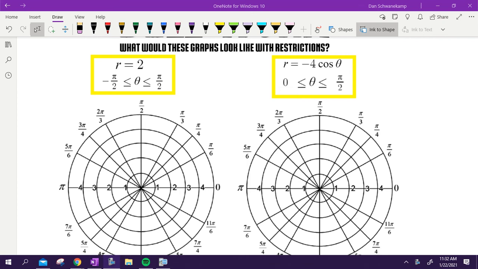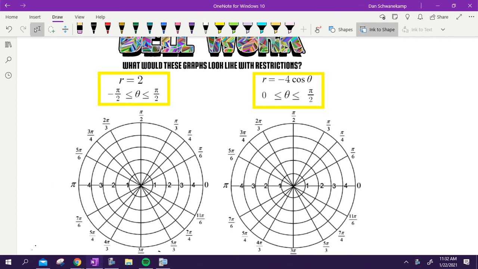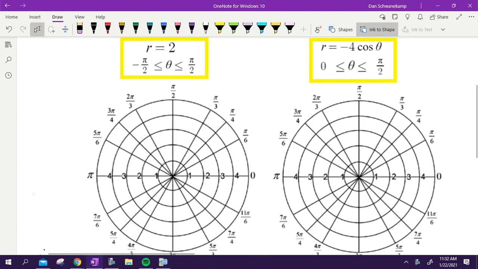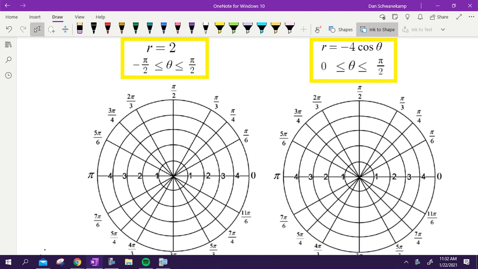Today, we are starting off by graphing these things. Now, obviously, I have an advantage because they're on my screen, and you don't necessarily have that, but you can make do. What would these graphs look like with restrictions? So my first one says r equals 2. Show me with your arms, what does r equals 2 going to look like as a graph? Just regularly, what would the graph look like?